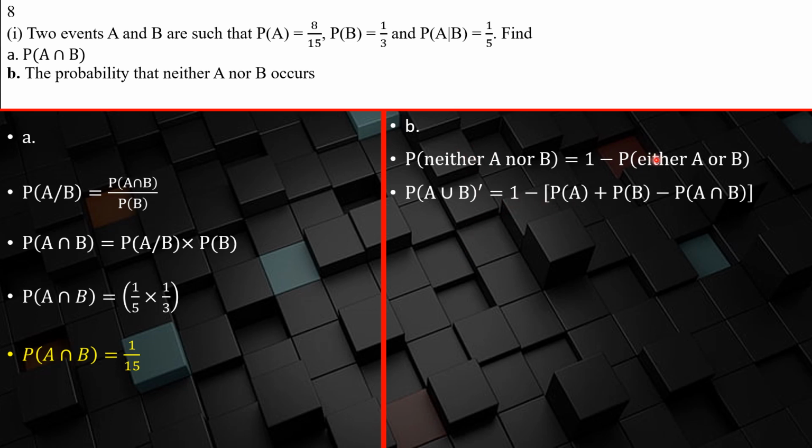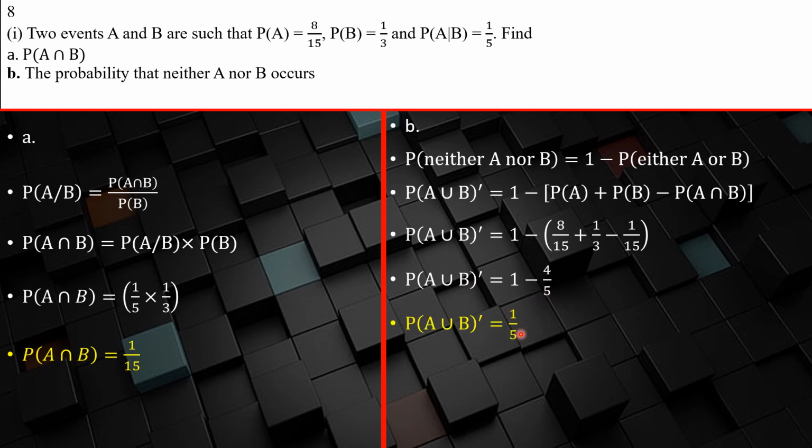Equals 1 minus, now what's P of either A or B? That's P of A union B, right? And how do you write P of A union B? It is P of A plus P of B minus P of A intersection B, right? Perfect. And so you realize that our P of neither A nor B is equal to 1 minus all of these expressions, because our P of A is 8 over 15, our P of B is 1 over 3, P of A intersection B is 1 over 15, and so our P of A union B complement is of course 1 over 5. And there it is, guys.